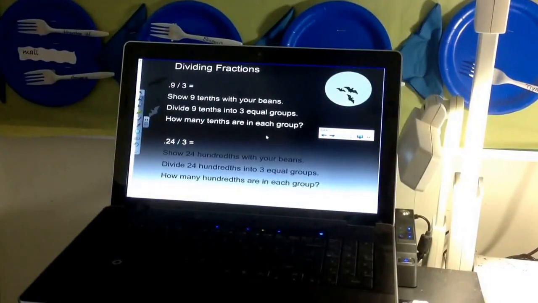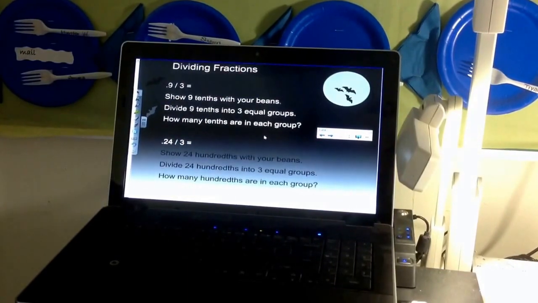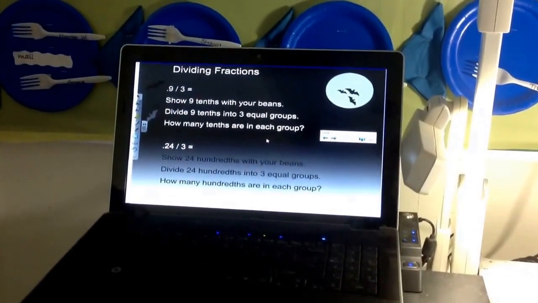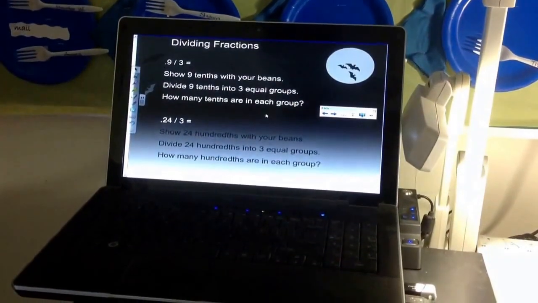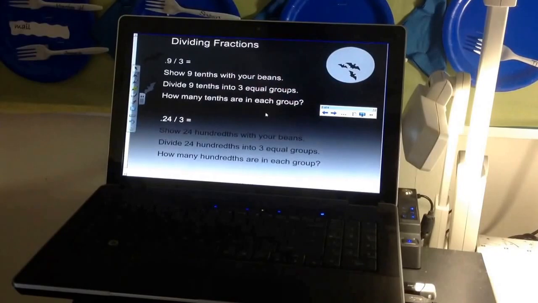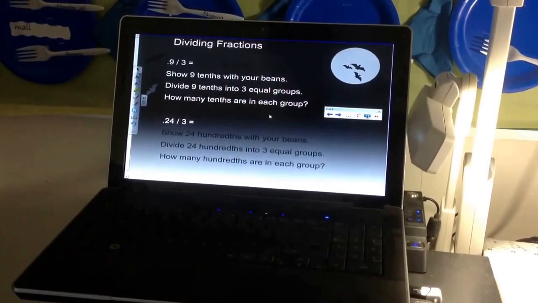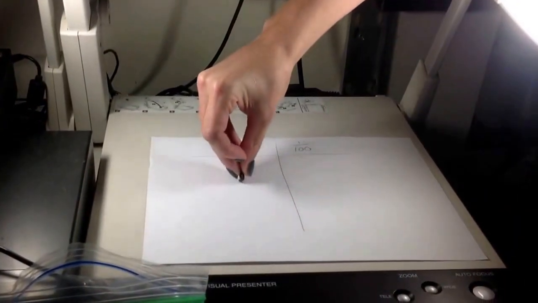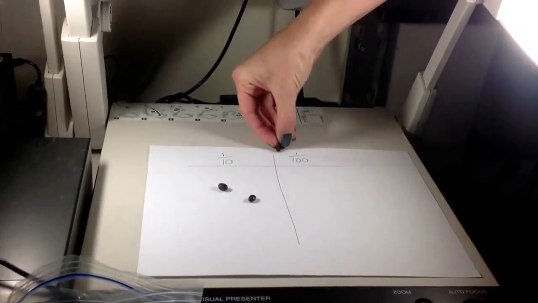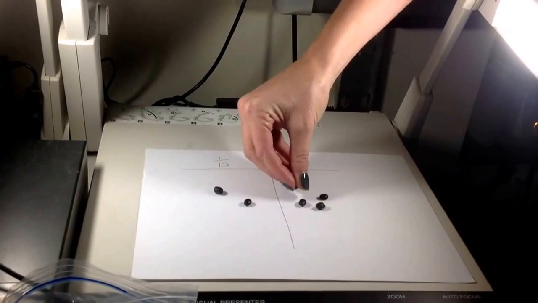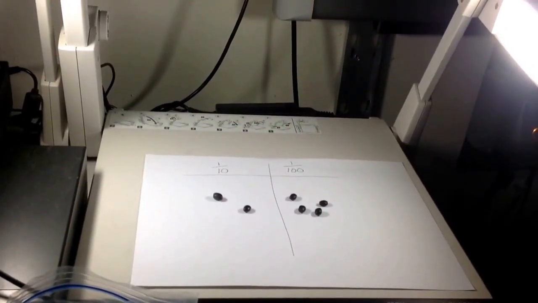Today we're going to look at using a place value chart and some beans to understand what is happening when we divide decimals. So we're going to look at this bottom one right here where it shows 24 hundredths divided by 3. If you look at the place value chart I have made here, 24 hundredths, you actually have a 2 in the tenths place, and then you have 4 hundredths. That's what that would look like.